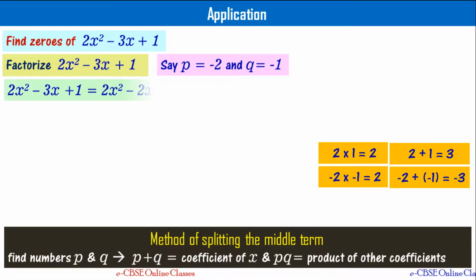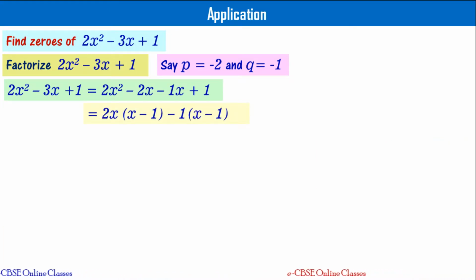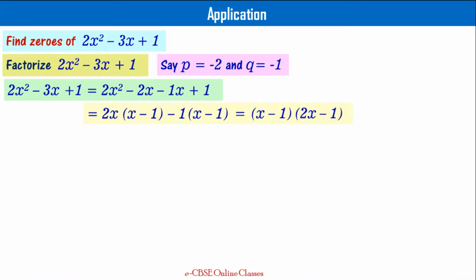And expand 2x square minus 3x plus 1 as 2x square minus 2x minus 1x plus 1. If you take 2x as a common factor from first two terms and minus 1 from last two terms, then what you get is the following. You can take x minus 1 as a common factor out of this expression to write it as x minus 1 times 2x minus 1, right?